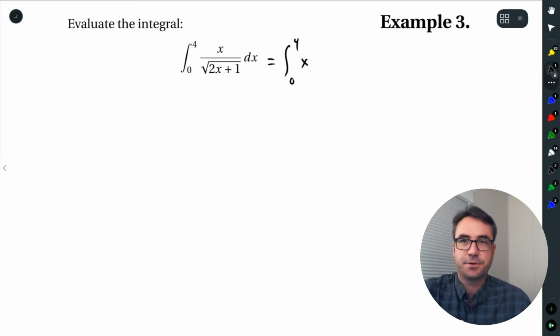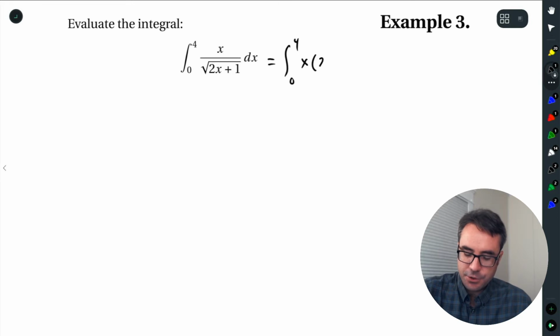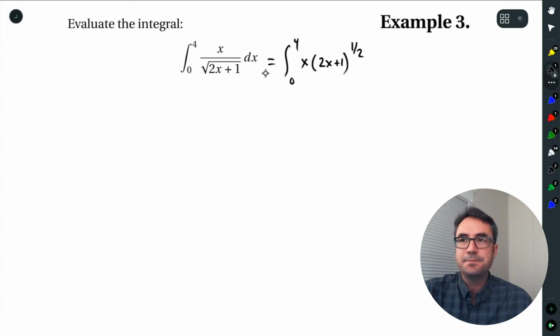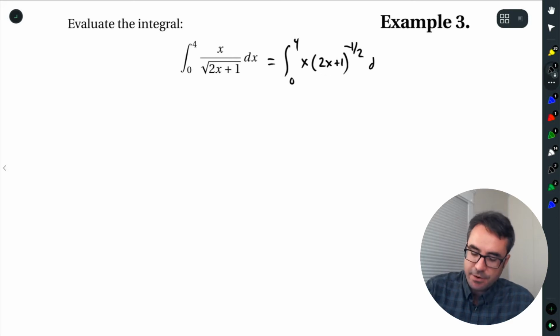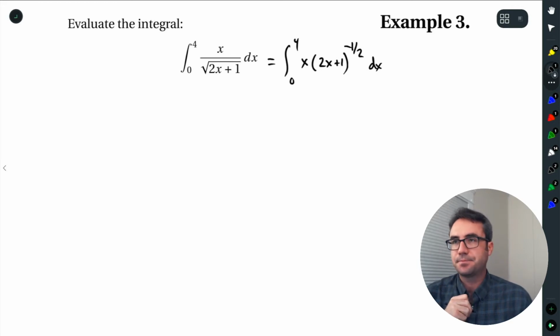So we'll put our x first, and then we're going to have 2x plus 1. And inside the parentheses here, we want to get rid of this root sign, so it's going to be raised to the power 1/2. And it's in the denominator right now. Let's get rid of the fraction and use a negative exponent instead. So we're rewriting our function here as x times 2x plus 1 raised to the negative 1/2. And then we have our differential dx.